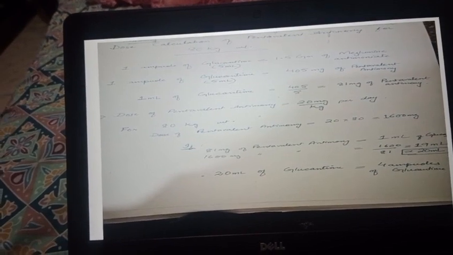Now we have to calculate the dose for an 80 kilogram person, and we have to give 20 mg per kg of body weight. So we multiply 80 by 20 and get 1600. We have seen that 81 mg of pentavalent antimony is equal to 1 ml of Glucantime, so we divide 1600 by 81 and get 20 ml. So 20 ml of Glucantime means 4 ampules of Glucantime have to be given to an 80 kg man.